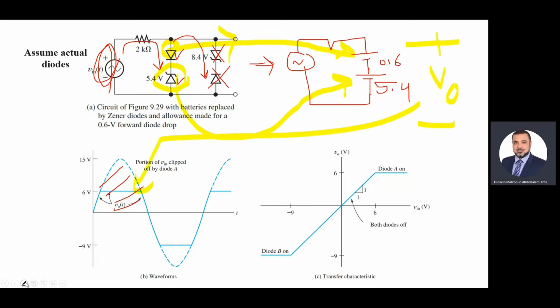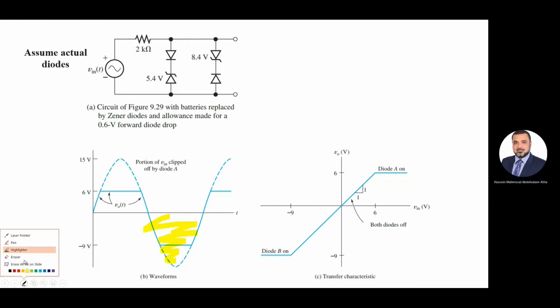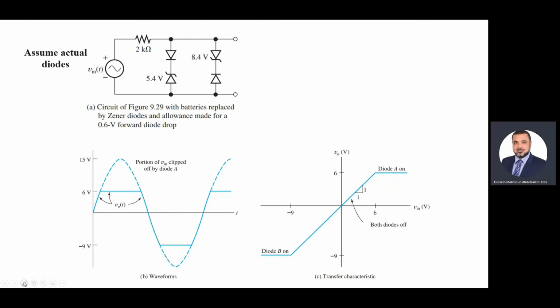Tamam? Similar to the previous example. When the input is negative, where does the current go? During this time, the input is negative. The polarity will be negative here, positive here.